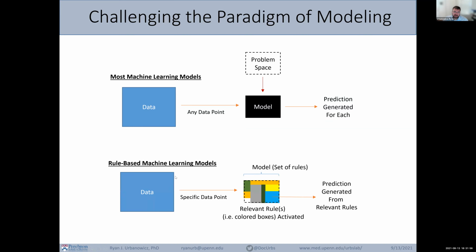Differently, a rule-based machine learning model, like a learning classifier system, finds rules, represented by these different colored boxes, that cover different parts of the problem space. They're only activated, only relevant, when an input data point matches that part of the model. Then just those relevant rules are triggered and participate in making a prediction about that incoming individual. This allows you to capture more complex heterogeneous problems very nicely, and at the same time provides a more interpretable path.